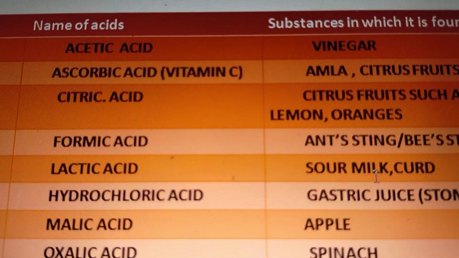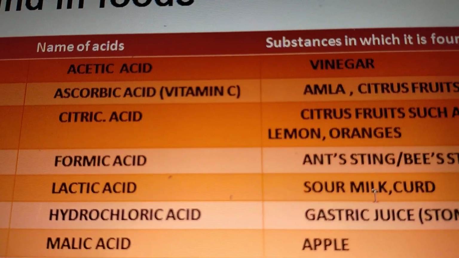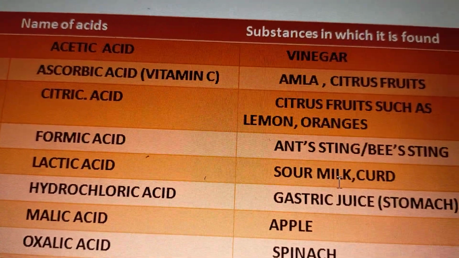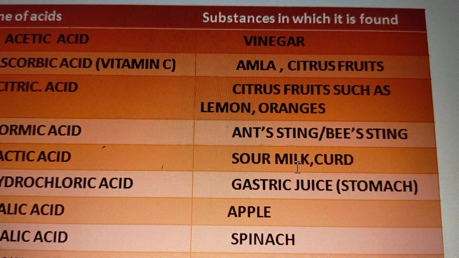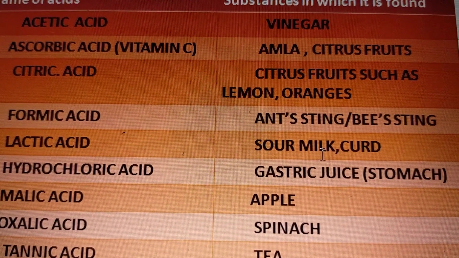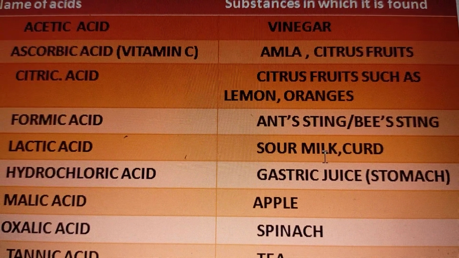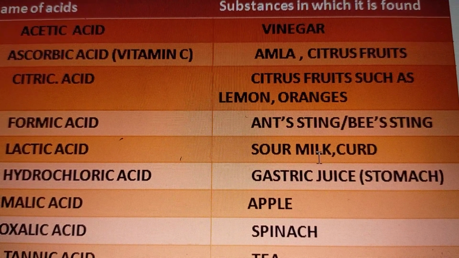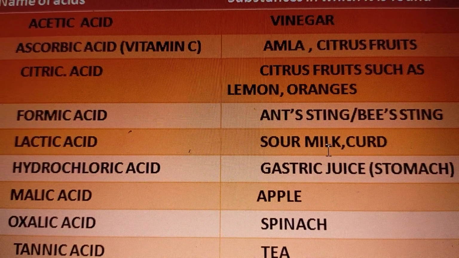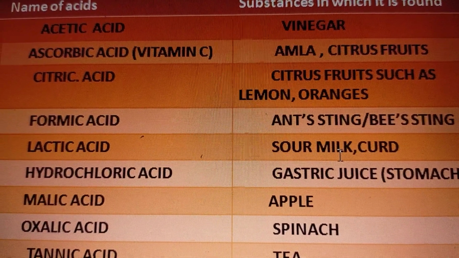See, acetic acid is present in vinegar. You know, vinegar is mostly used to prepare Chinese dishes. Then ascorbic acid means all the vitamin C containing food, which includes amla, citrus fruits. Citric acid is present in citrus fruits such as lemon, orange. Then formic acid, which is present in ants' sting or bees' sting. Then lactic acid is present in sour milk and curd.